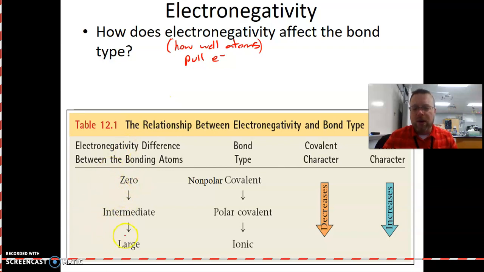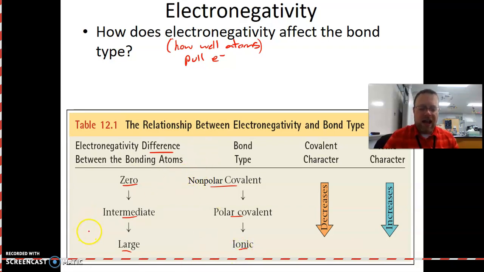So we're going to break this down into 3 categories. If the two atoms don't have any difference, there's 0 difference, then you're going to end up in a situation where the bond is nonpolar covalent. In other words, the two atoms pull on electrons exactly equally. Covalent basically means that we're sharing the electrons instead of just moving them from one atom to the other. Now, if you have an intermediate difference, a medium-sized difference, then you can end up with a polar covalent bond. And if you have a large difference in electronegativity, so that one atom pulls so much stronger than the other, then you can end up with an ionic bond.